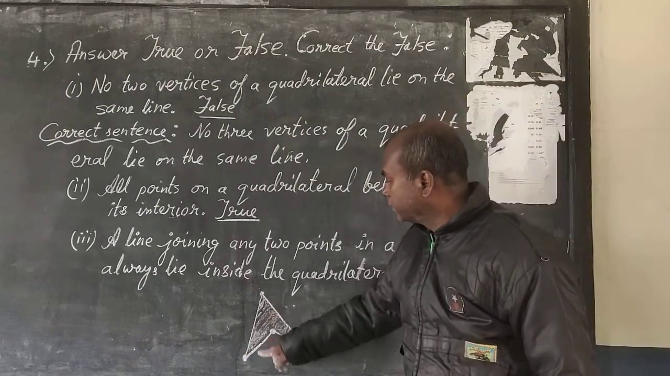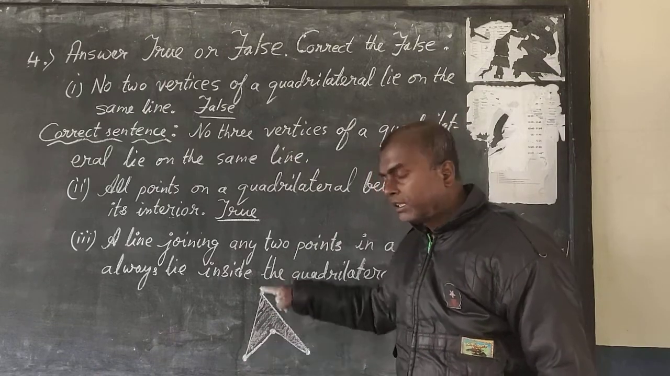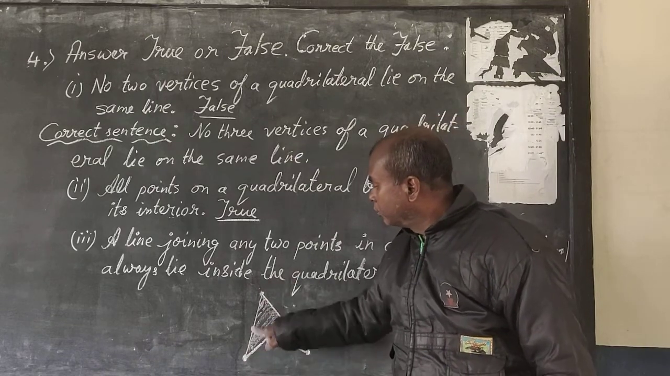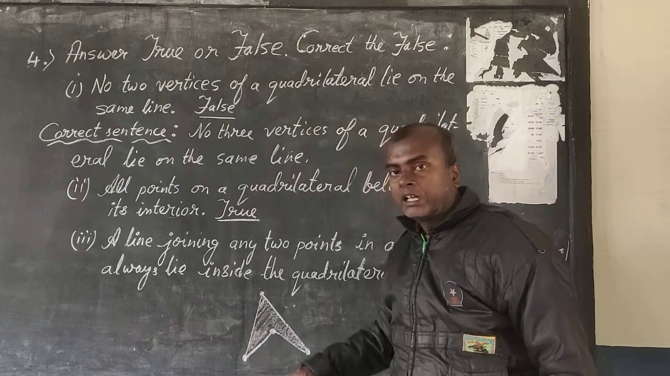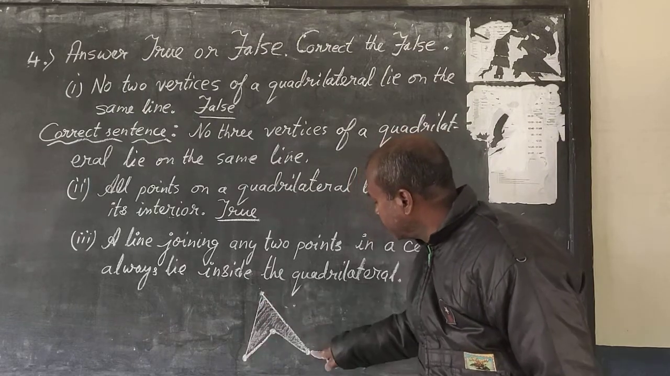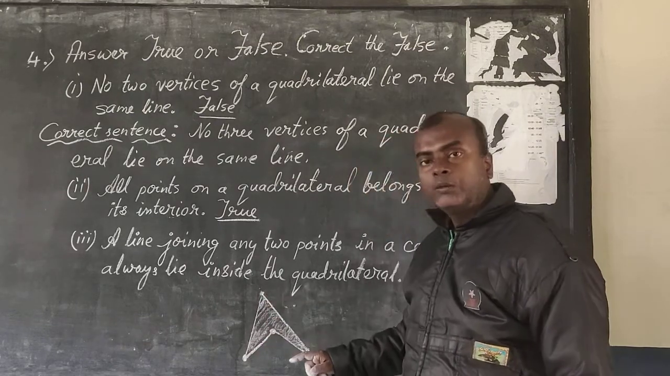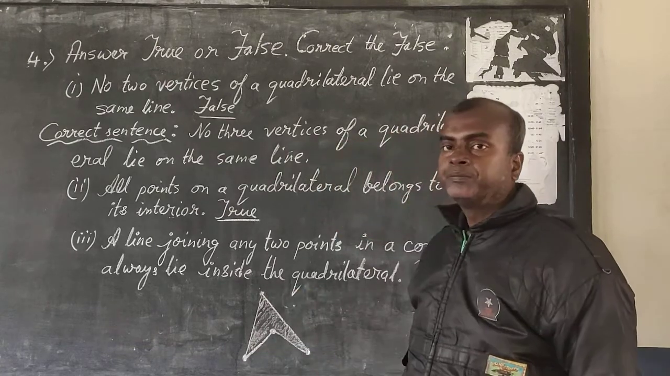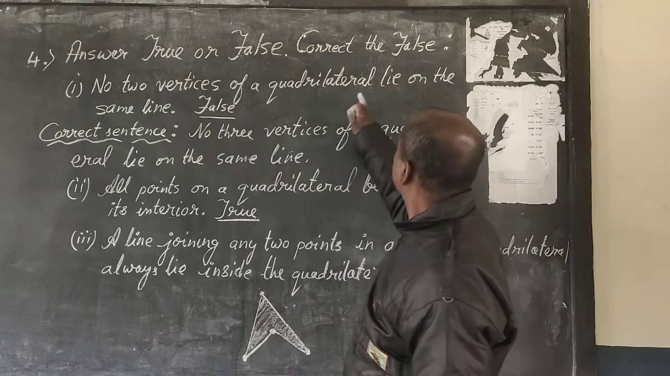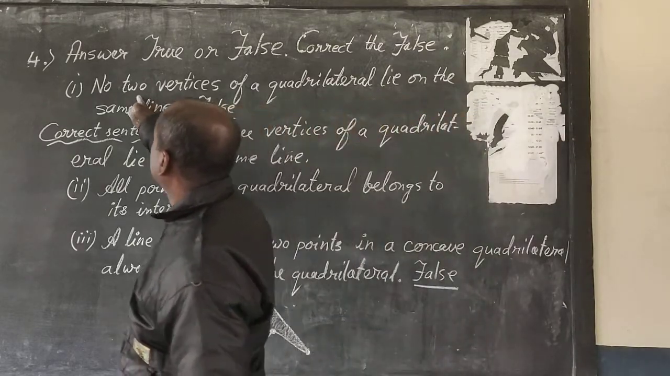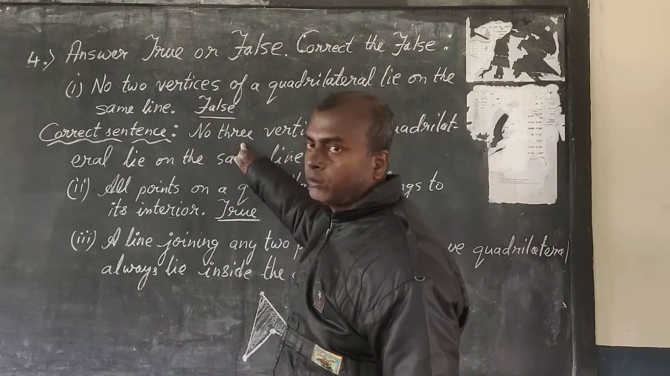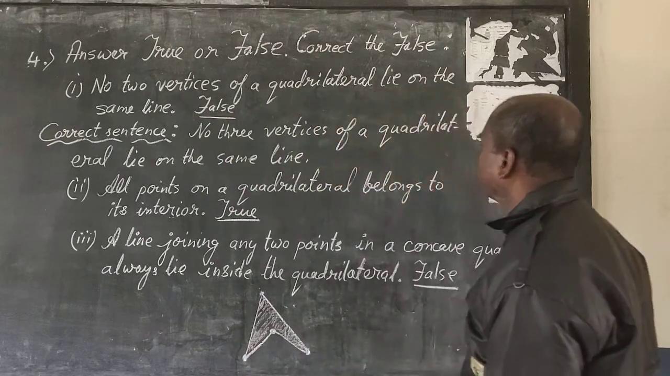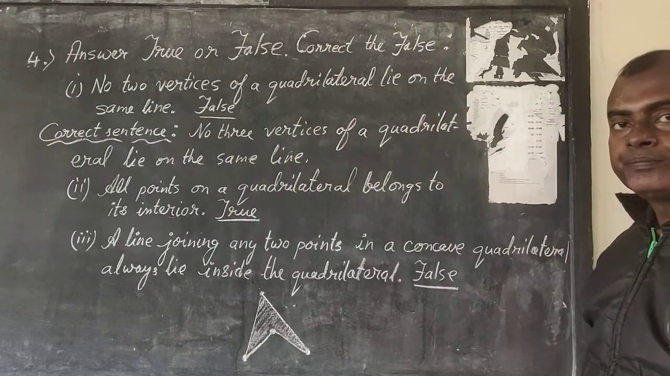You see over here, this is a quadrilateral. 1, 2, 3, 4 sides are there. 2 points will be in one straight line. But this and this, there are 3 points. Are they in one straight line? This is in one straight line, this is in another straight line. So it will not be 2 vertices, it will be 3 vertices. No 3 vertices of a quadrilateral lie on the same plane.